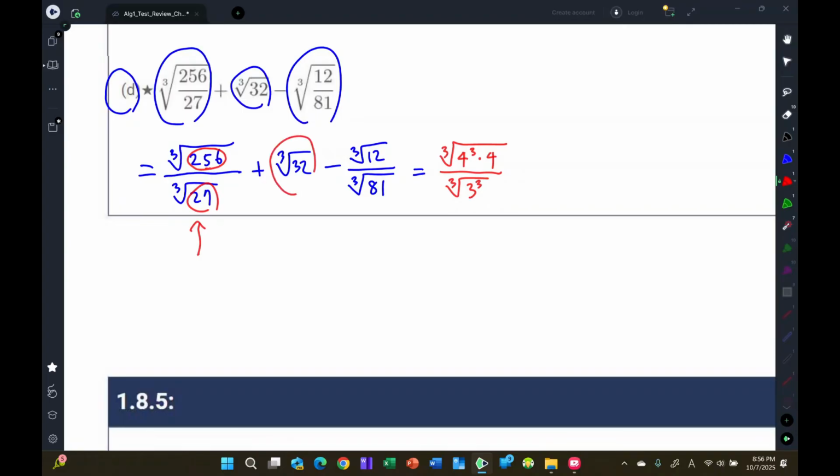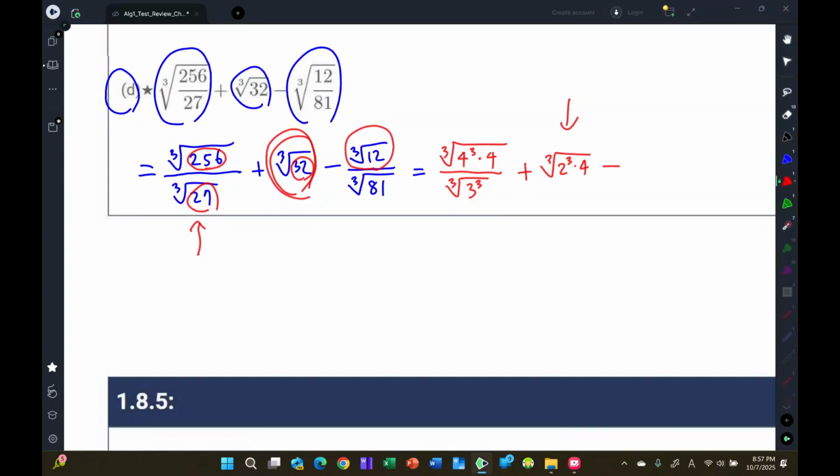And then, how about this? What's the biggest cubed number that goes into 32? It is 8, actually. So it's cube root of 8, which is 2 cubed, by the way. 8 times what is 32? 8 times 4 is 32. So I just rewrote this as this. And then, do I have any perfect cube that goes into 12, by the way?